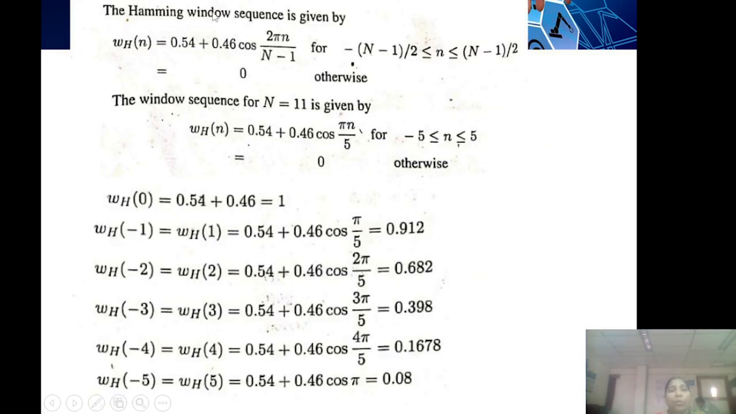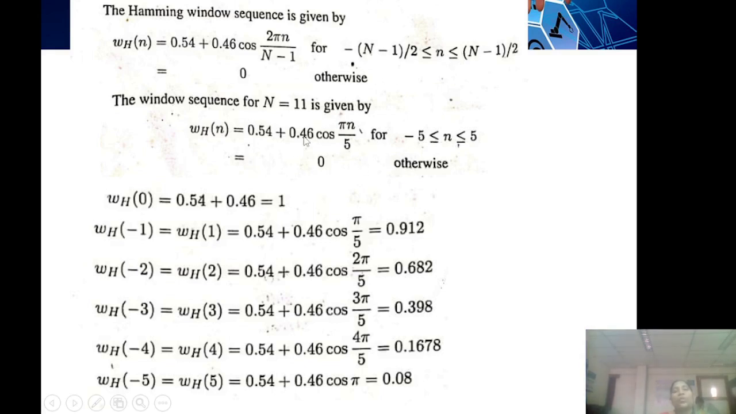For the Hamming window, the formula is WH of n is 0.54 plus 0.46 cos of 2 pi n by N minus 1, where n varies between minus of N minus 1 by 2 to plus N minus 1 by 2, and 0 otherwise. You have to substitute the value of N. The equation is simplified as WH of n is 0.54 plus 0.46 cos of pi n by 5, n varies between minus 5 to 5, 0 otherwise.